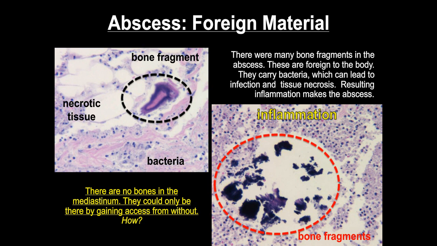In the lower frame, you notice that there's a lot of inflammation. The bone fragments were basically in the center of all this inflammatory activity. There aren't any bones in the mediastinum. There could only be bones in the mediastinal abscess if they got in from outside. Now, how could they have done that?